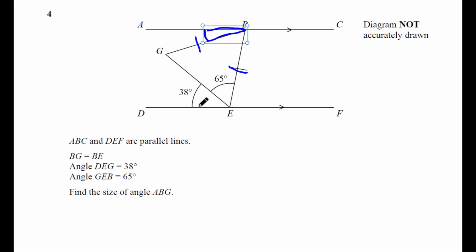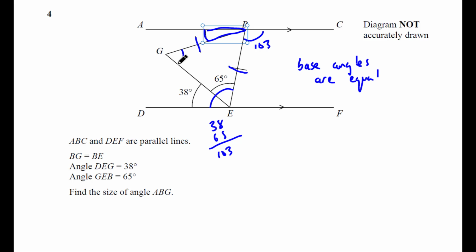Now, if we combine 38 plus 65 here, that is 103. So this angle must be 103. There's more than one way to do this question as well. Now, if you think this is isosceles, it is isosceles. What do we know about isosceles triangles? They have 2 equal sides and the base angles are equal.